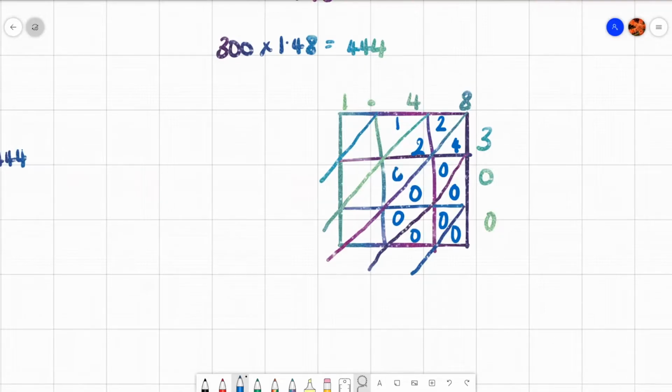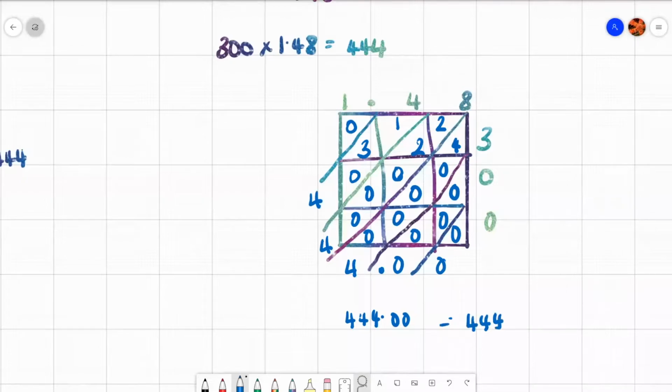That's the same, 0. 1 times 3 is 3, 0, 3. The next one 0, because anything multiplied by 0 is 0. Add the diagonals. That diagonal 0, that diagonal 0. That's 4. That's 4. Oh, and that's 4. Drop the decimal point down, and you can see it's 444.00. We don't really write the .00, so it's just 444.